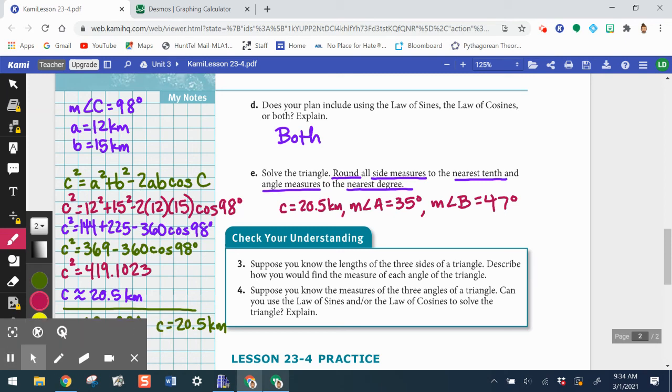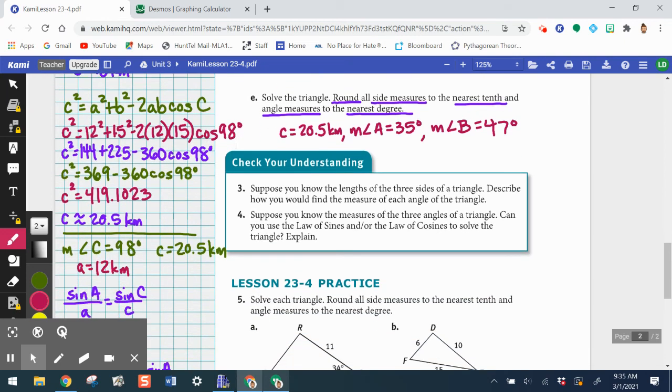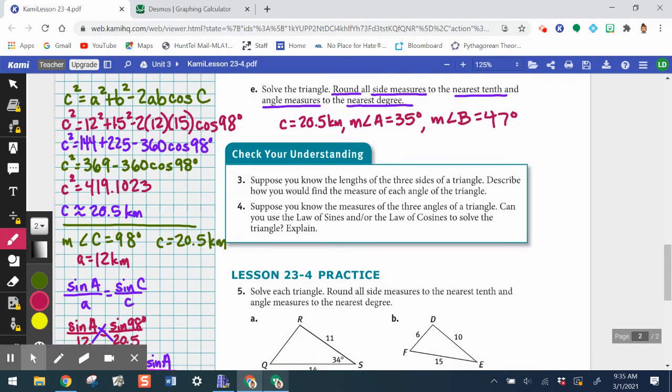So that is the end of lesson 23-4 that we're going to do together. I will say that items 3 and 4 on the Check Your Understanding are great ways just to, again, start processing the plan you're going to take based on what's given to solve these triangles. So I encourage you to complete 3 and 4, although we're not going to do those together. Create a plan and stick with that plan.